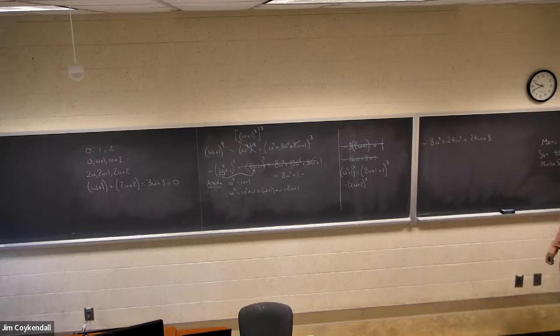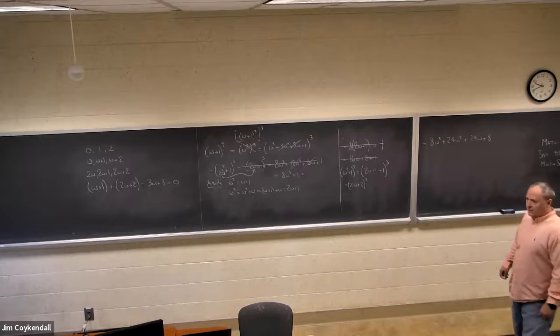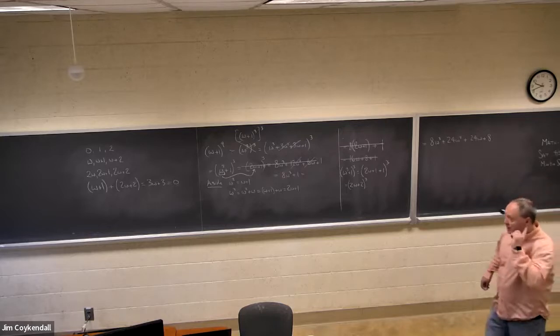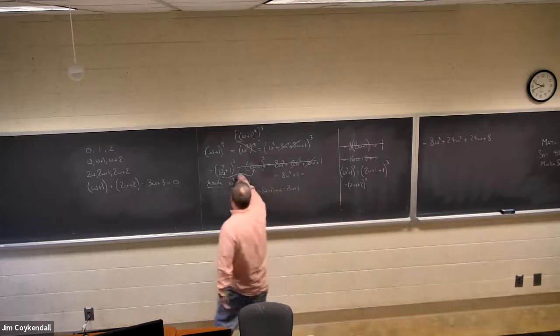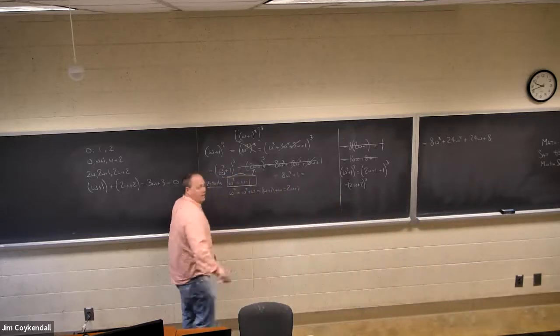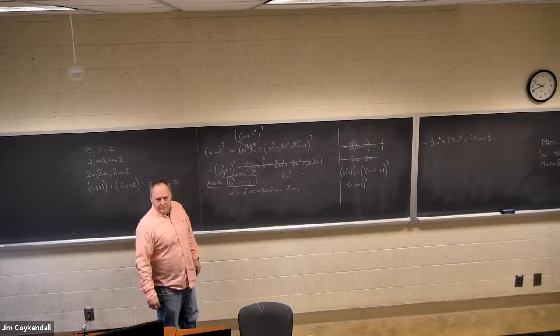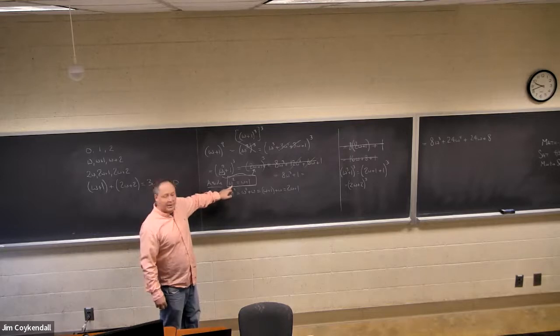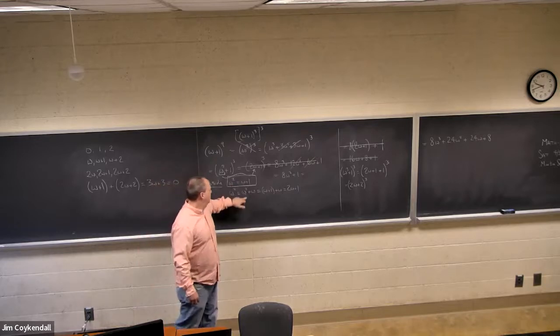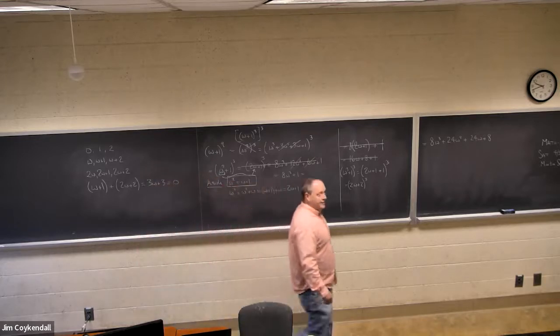I'm sorry, this is a dumb question. Why is omega cubed equal to 2 omega plus 1? Are you okay with that? So omega squared, just multiply both sides by omega, and then replace this again with omega plus 1. I'm sorry. Everybody okay?